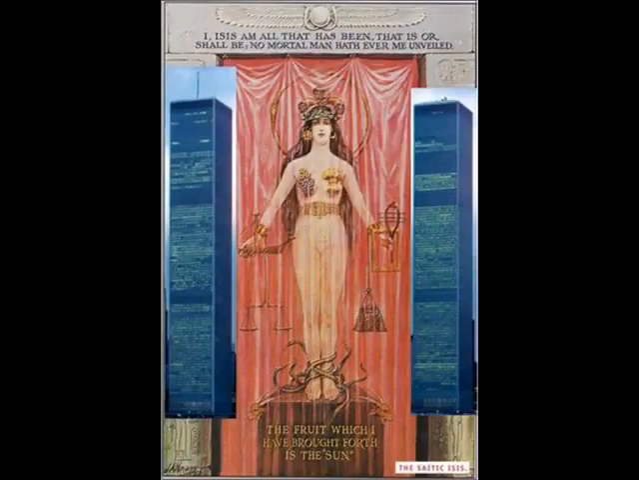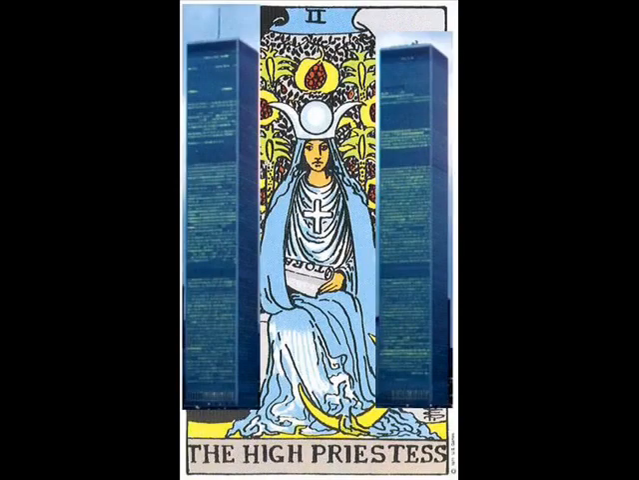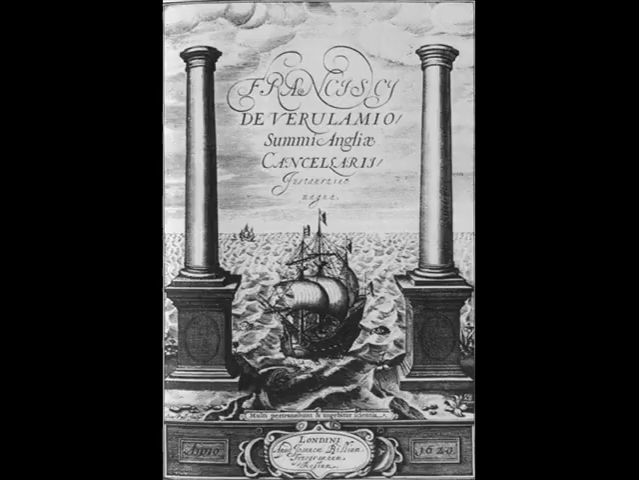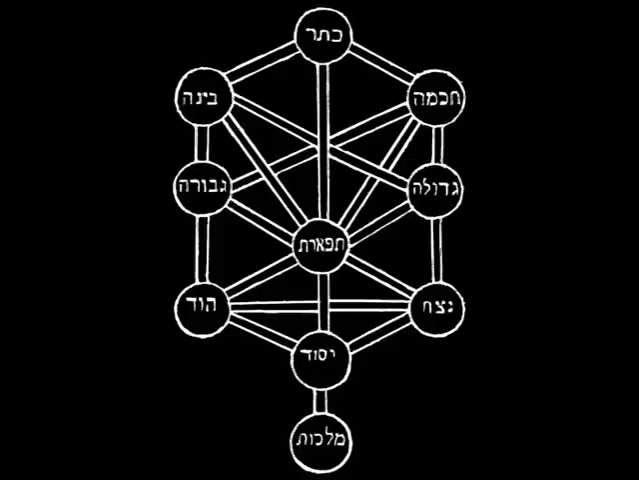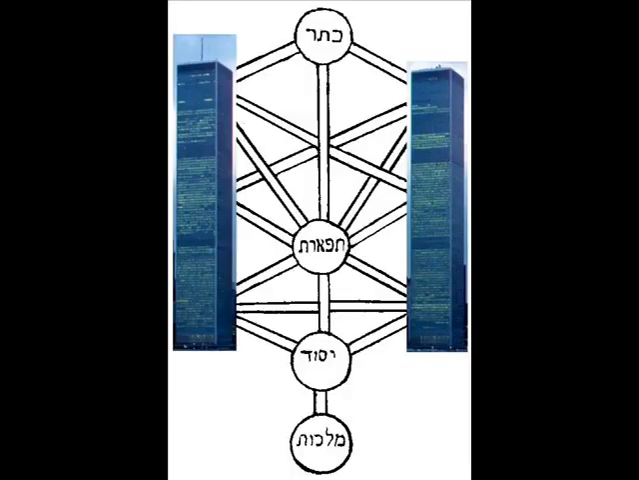When the symbolic pillars came down on 9/11, the holiest of holies was revealed. Isis was unveiled. If we think of the towers as the pillars of Hercules, then what was revealed was the new Atlantis. We find another related and valid symbol system in the Kabbalah.